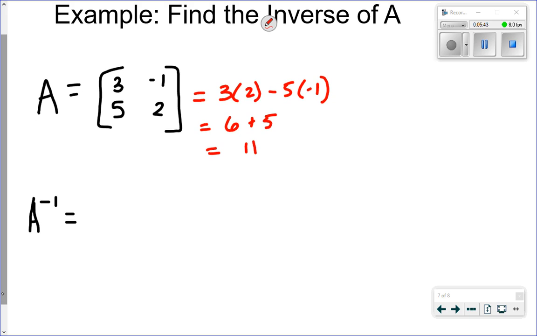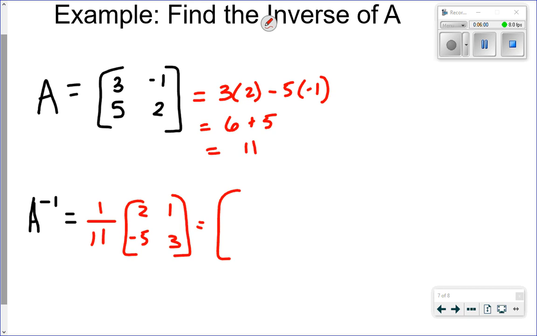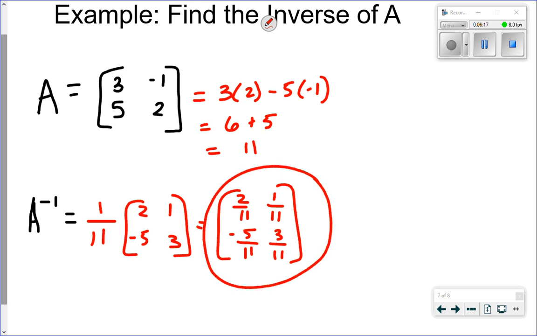And now I need to find the inverse, so I need to put 11 underneath of 1. And then I need to switch some stuff around in matrix A. So 2 and 3 switch spots. Negative 1 becomes positive, and 5 becomes negative. And then I need to multiply. So I'm going to get 2 over 11, 1 over 11, negative 5 over 11, and 3 over 11. So looking at those fractions there, I know that none of those numbers can be divided by 11, so that would be my final matrix.